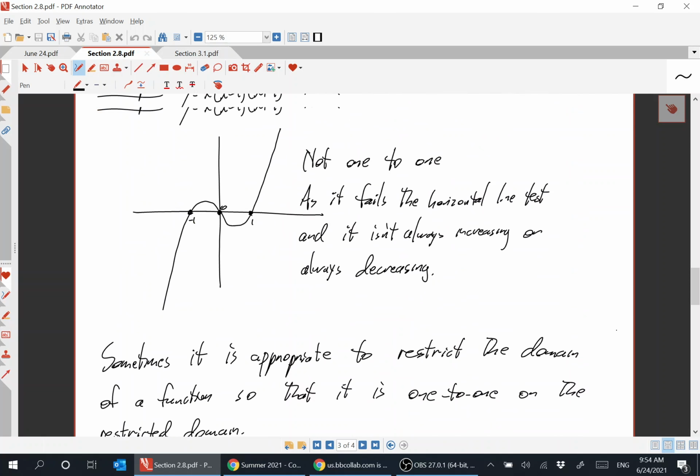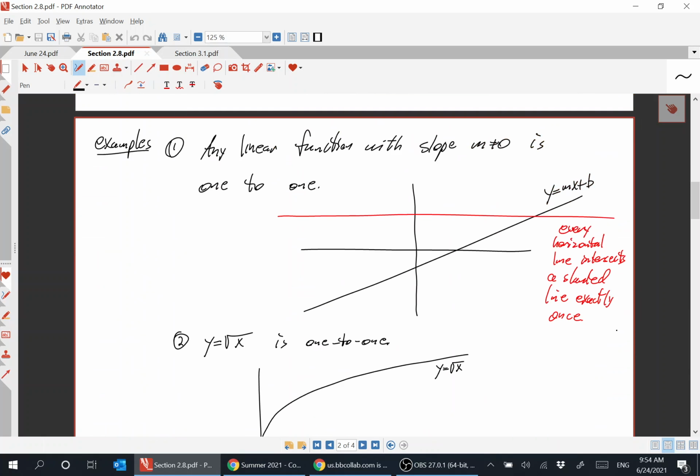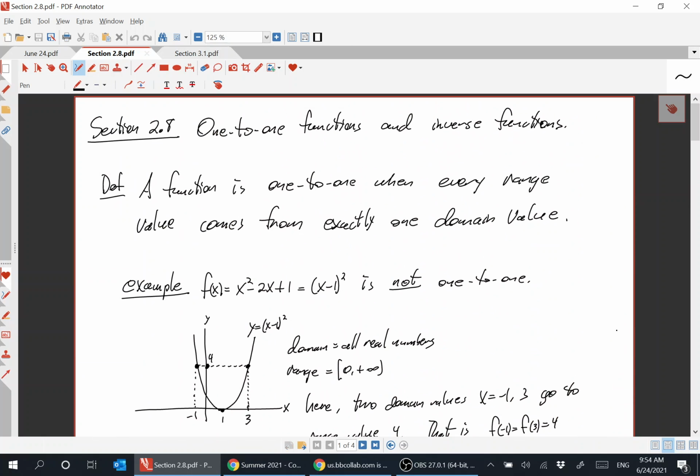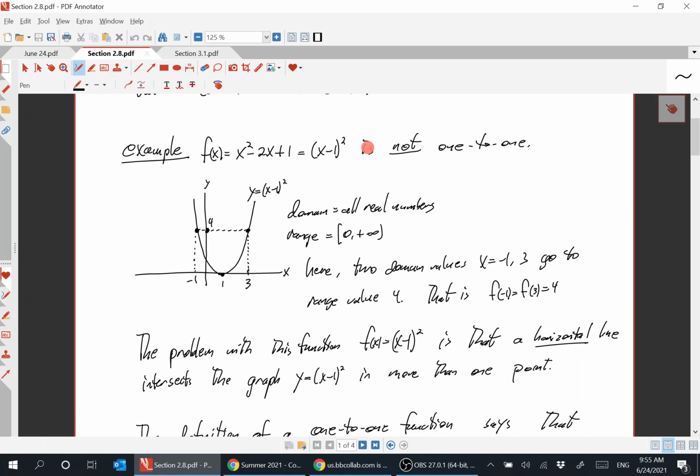So we started out by talking about one-to-one functions. So a function f is 1-to-1 when every range value comes from exactly one domain value. So this function y equals (x minus 1) squared, or x squared minus 2x plus 1, is not 1-to-1. Because this range value, remember the range values for the function are on the y-axis, domain values on the x-axis. The range value 4 comes from two domain values, -1 and 3.